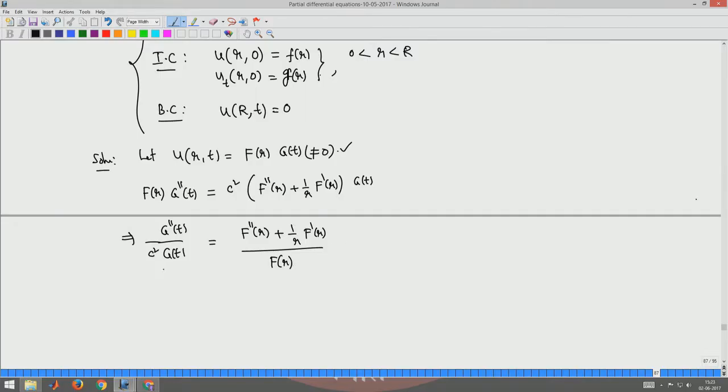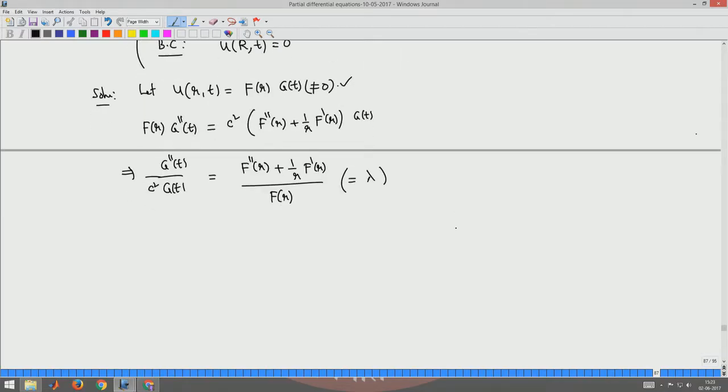So, the left hand side is a function of t, and the right hand side is a function of r. So, this should be a constant in the separation of variables method. You have this lambda as a parameter. Okay. So, now if you consider this, this is one ordinary differential equation.